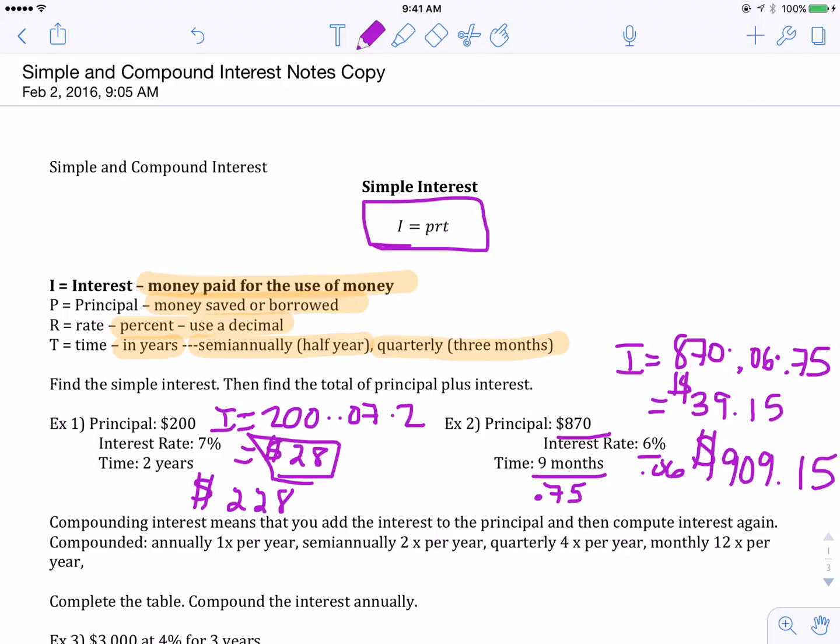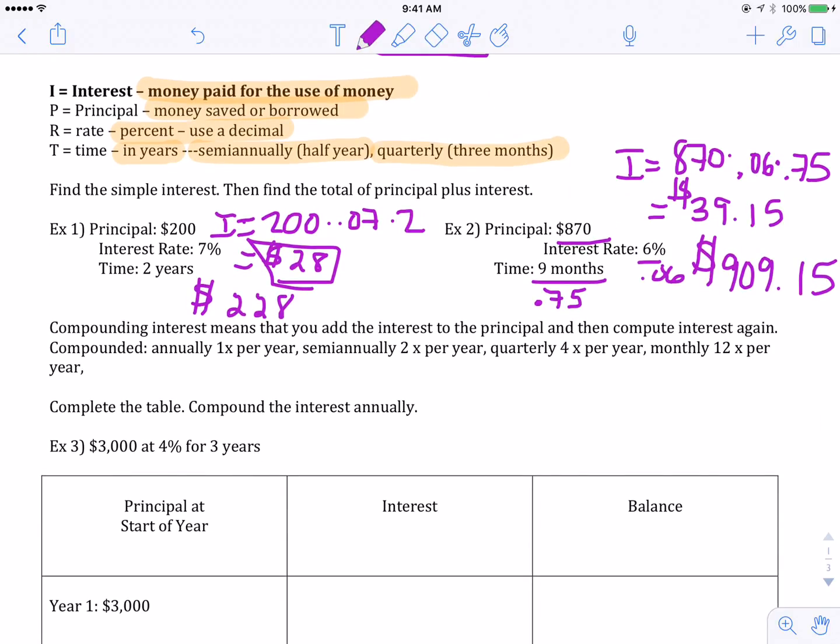Compound interest is what you're most likely going to see in real life. You add interest to whatever it is that you're doing, however many times it's compounded. So if I compound interest annually, that means it's once a year. If it's semi-annually, twice a year. Quarterly, 4 times a year. Monthly would be every month. Most things that we borrow money for, like credit cards or car loans or mortgages, they compound interest daily.